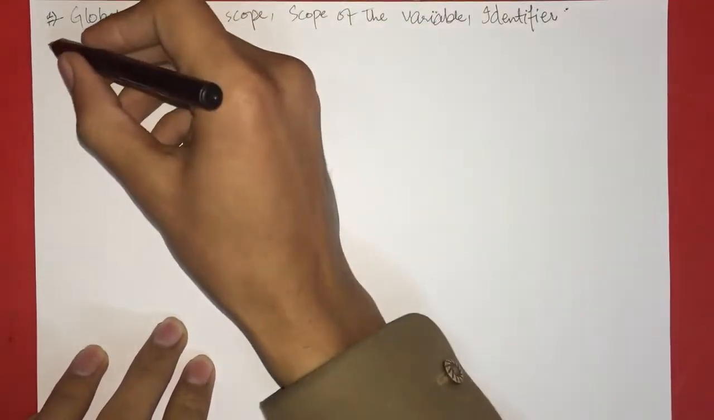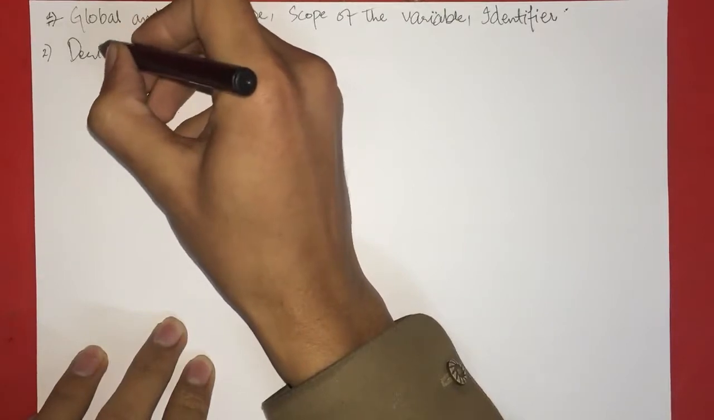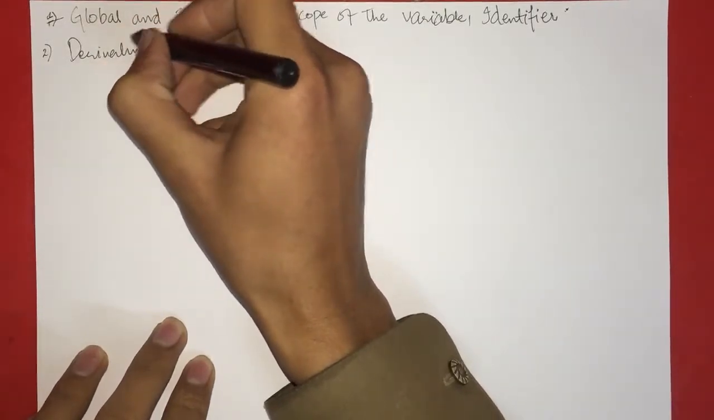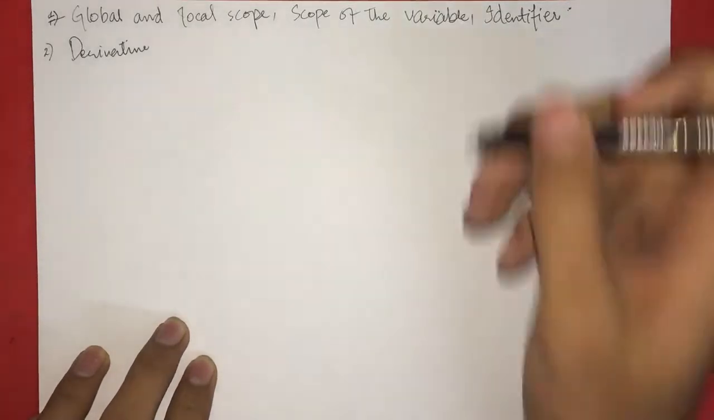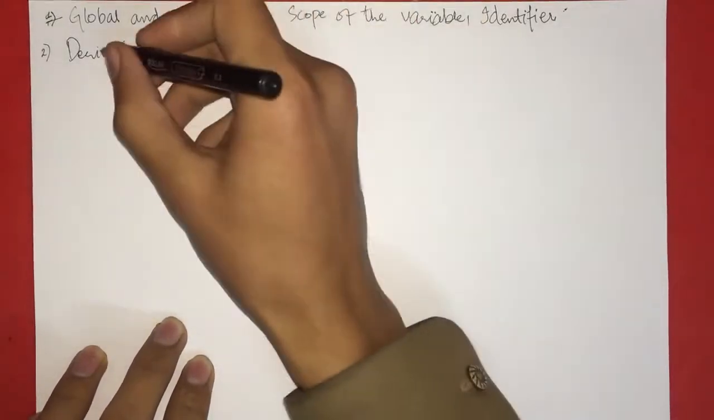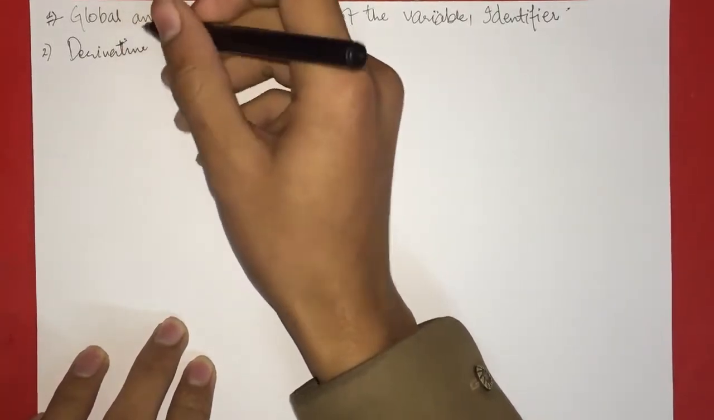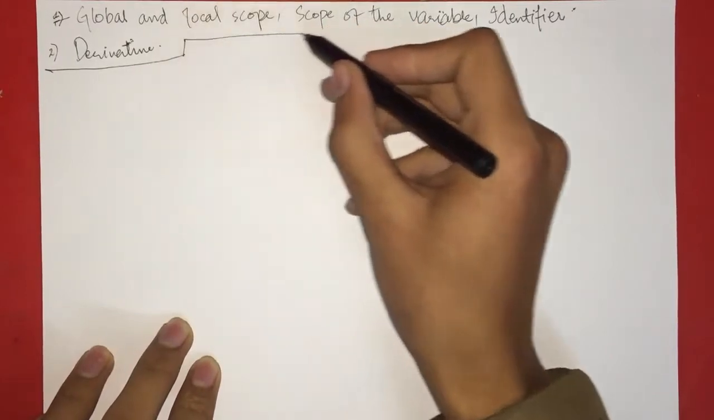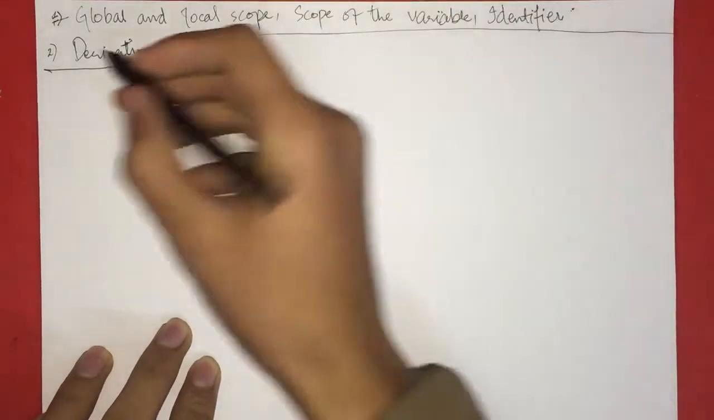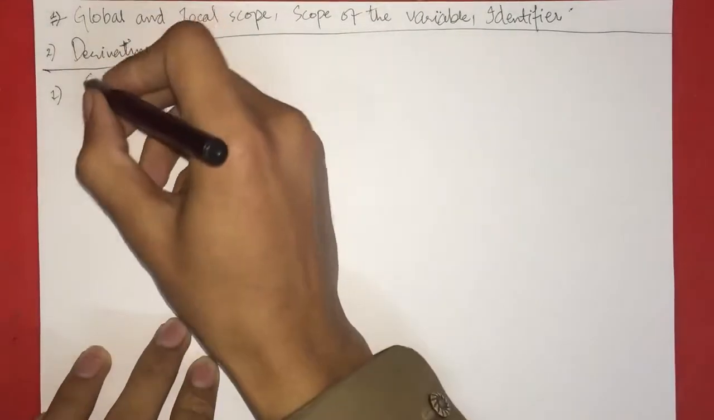Secondly, we are going to discuss the derivative if we have time. If we are done with our first topic in time, then we are going to discuss the derivative: just the definition of the derivative and the formula which is used to calculate the derivative of functions. So let's come to our first topic, that is the scope of an identifier.